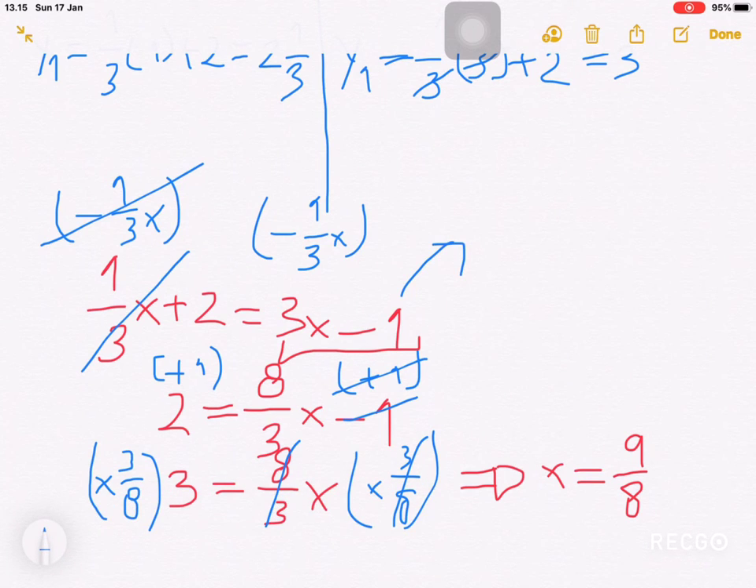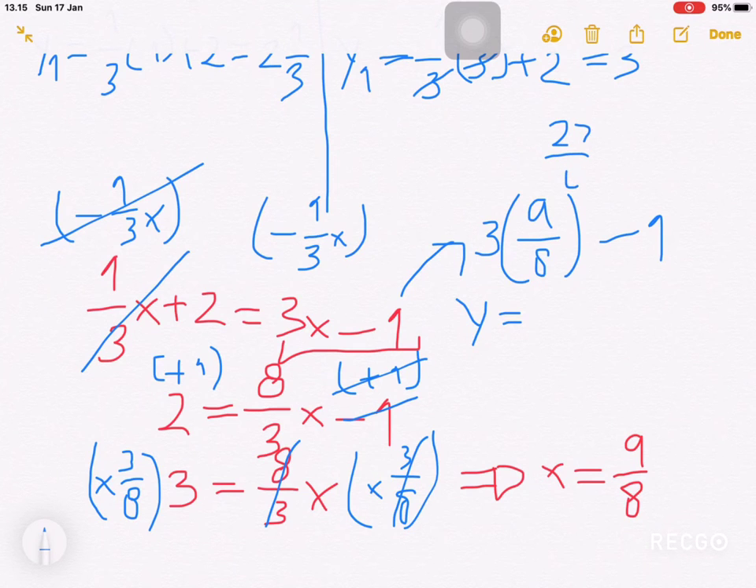So we have 3 times our x value, 9 over 8, minus 1. So our y coordinate will be 3 times 9, 27 over 8. We'll just set 1 to become 8 over 8, and this will simplify to become 19 over 8, just like that. And if you did your calculations correctly, in theory, if you plug the x value into this equation, you will get the same result. So yeah.